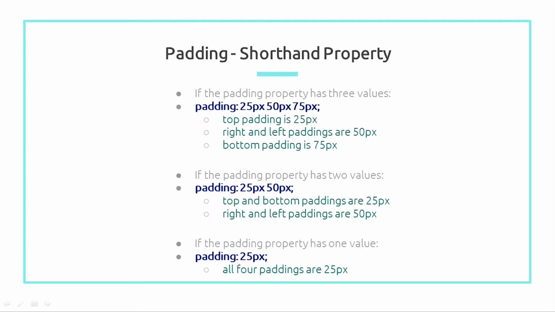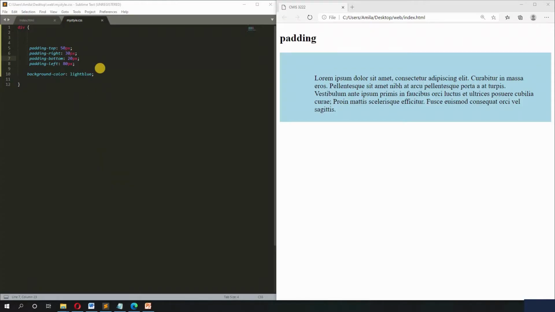If the padding property has 3 values, top padding is 25 pixel, right and left paddings are 50 pixel, bottom padding is 75 pixel. If the padding property has 2 values, top and bottom paddings are 25 pixel, right and left paddings are 50 pixel. If the padding property has 1 value, all 4 paddings are 25 pixel.